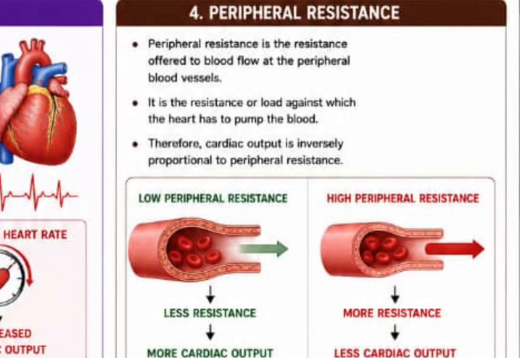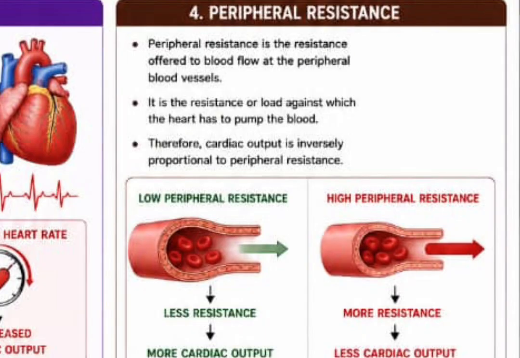But do you know what will happen? It favors blood pressure, because the pressure needed to push the substance through the pipe will now be high. That is why peripheral resistance is directly proportional to the blood pressure, but inversely proportional to the cardiac output. Why? Because a smaller amount of blood can now pass through that vessel. So less resistance, more cardiac output. High resistance, less cardiac output. But it favors blood pressure.